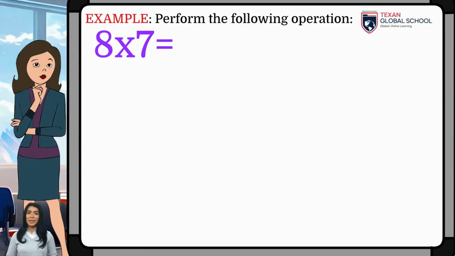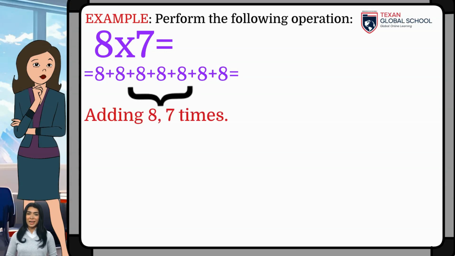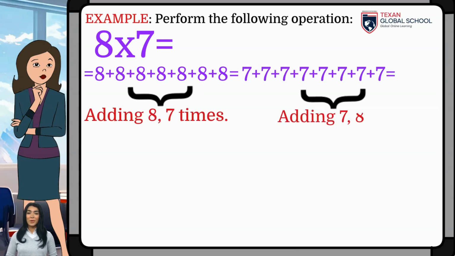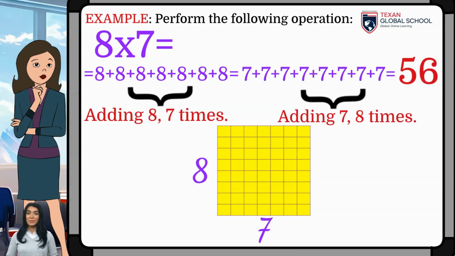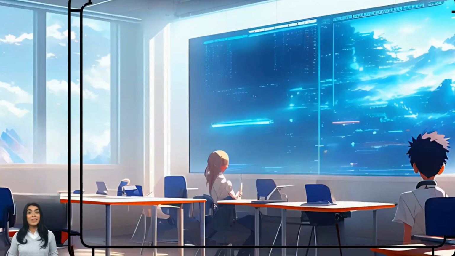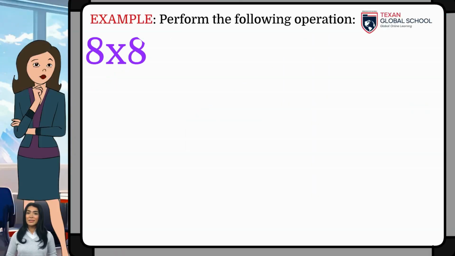Now multiply 8 by 7. We add 8 7 times, or we add 7 8 times. Therefore, 8 times 7 is 56. The model represents 8 rows by 7 columns. So, we have 56 ones. Hence, we can conclude that 8 times 7 is 56.